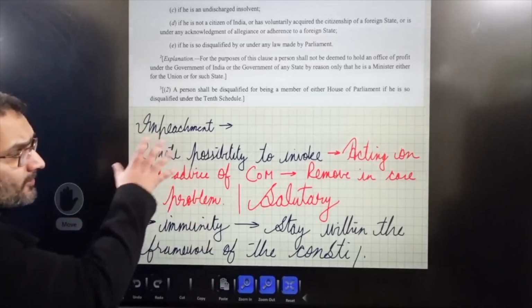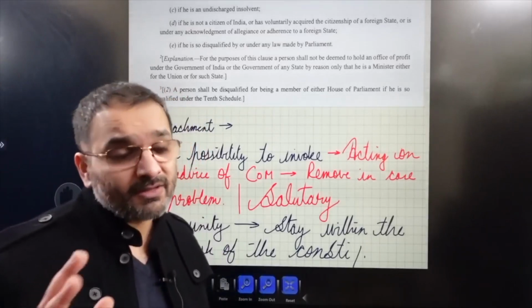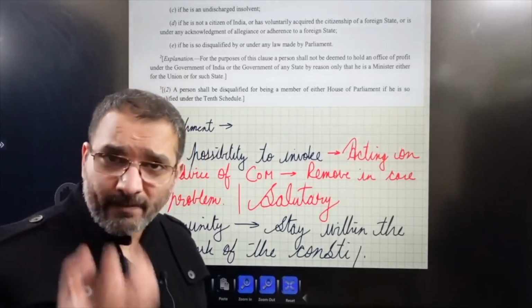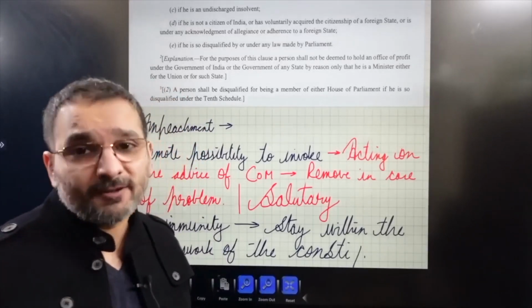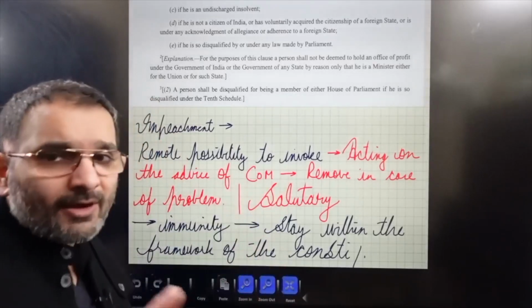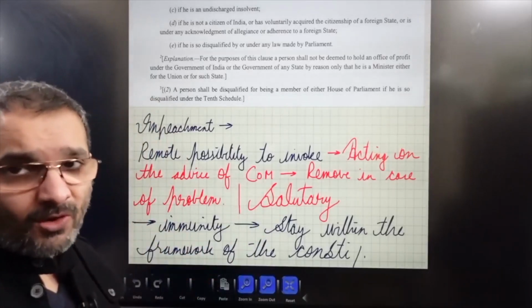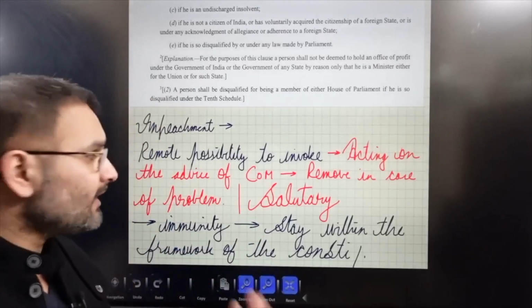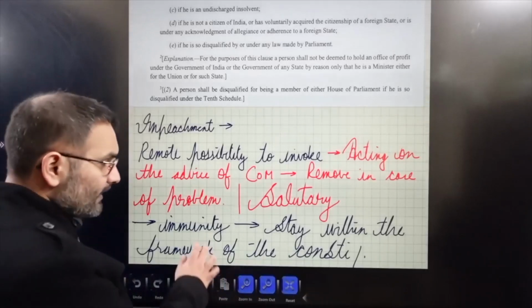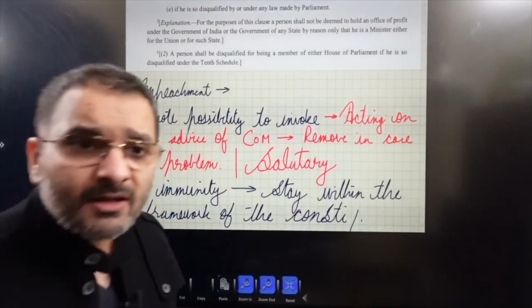So the impeachment provision, why have we kept it? Because it's a very cumbersome, very very cumbersome provision. It's a very comprehensive provision. It's not easy to impeach the president, right? But we can always pass a no confidence motion against the Council of Ministers and that gets the job done. So the president remains the same, but his main organ, the main organ that he relies on, gets cut off.